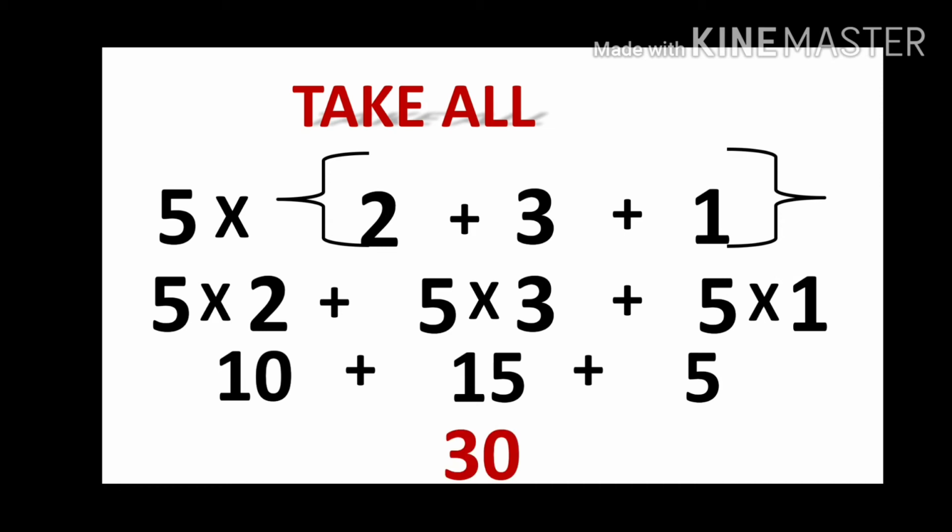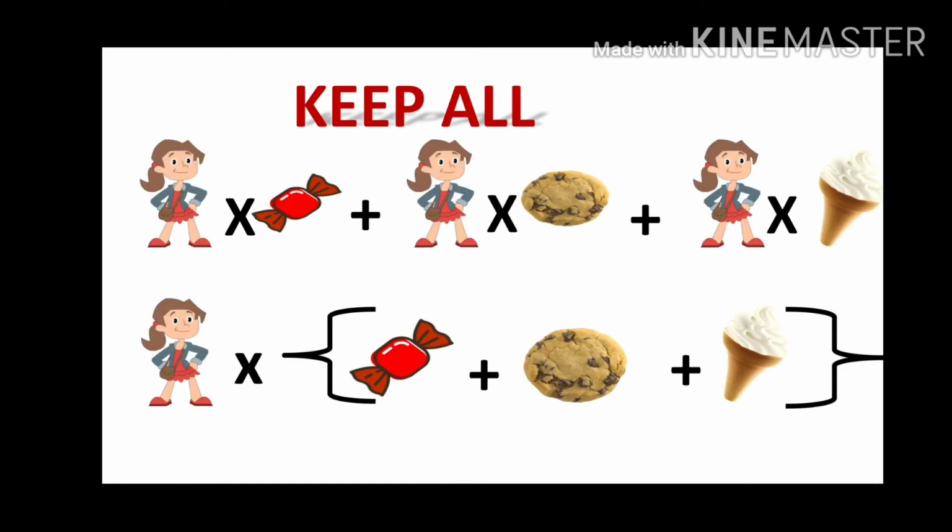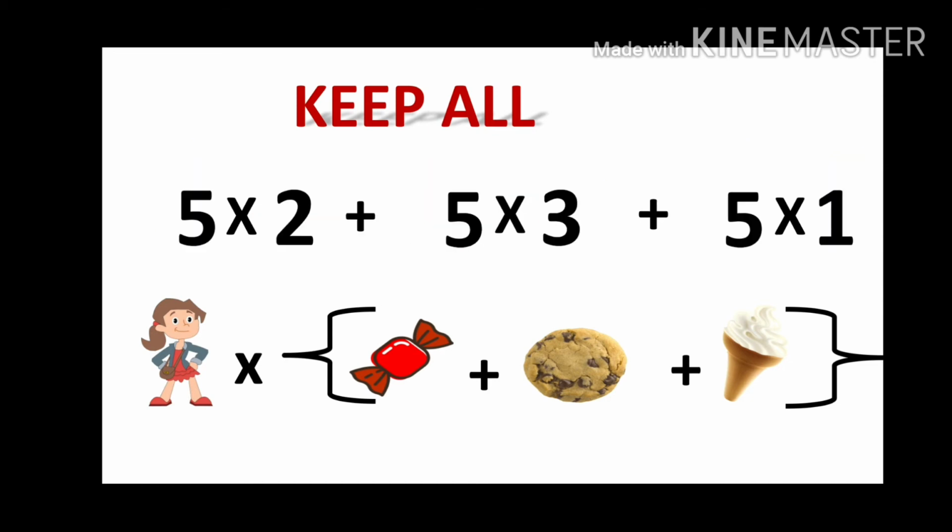Here you have to remember, whenever we get multiplication and addition symbols, we multiply first. As per the BODMAS rule, we multiply first. So, wherever multiplications are there, first we do it, then we add the numbers. Now, coming back to keep all. Now, same thing, we will just replace Ginny and the items with some numbers. So, 5 multiplied by 2 plus 5 multiplied by 3 plus 5 multiplied by 1.